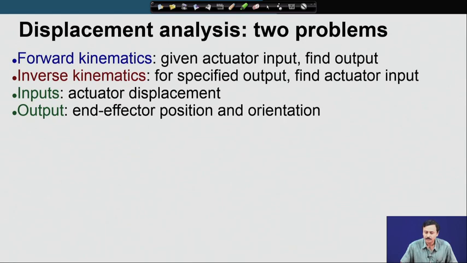Here we look at the problem of displacement analysis, which we have defined before. There are two problems: forward kinematics, in which the actuator inputs are given and we have to find the output link displacement. In a robot manipulator, it would be the end effector displacement and orientation. In the inverse kinematics problem, the end effector position and orientation are specified, and we would like to find what the actuator input should be.